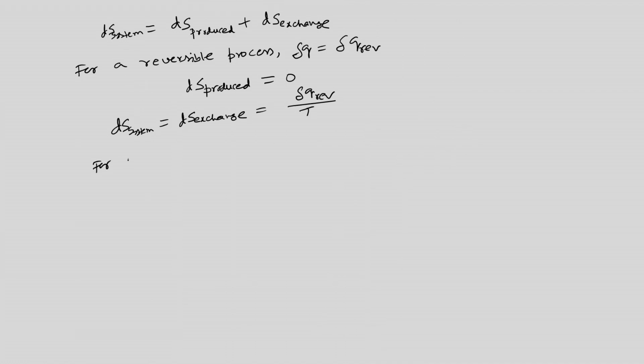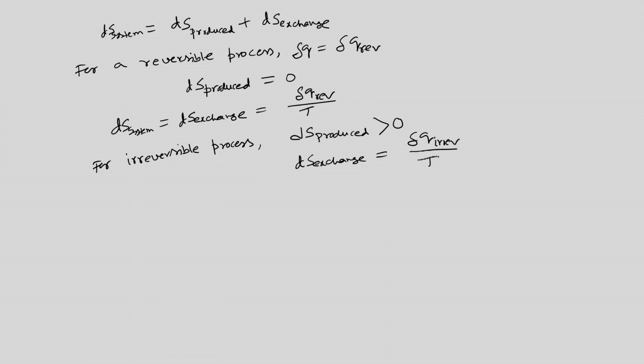Now, for irreversible processes, dS produced is greater than 0, as we just discussed, and dS exchange is nothing but del q irreversible by T. So, dS system equals dS produced plus dS exchange, and if we substitute all these things, we can write dS system is greater than del q irreversible by T.